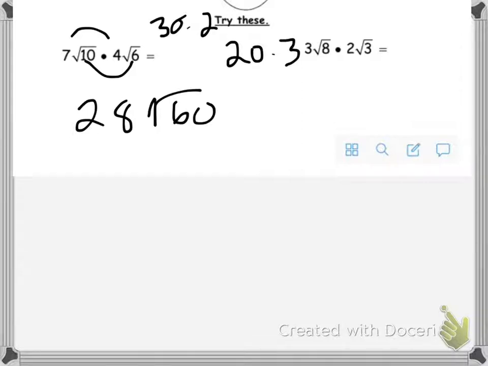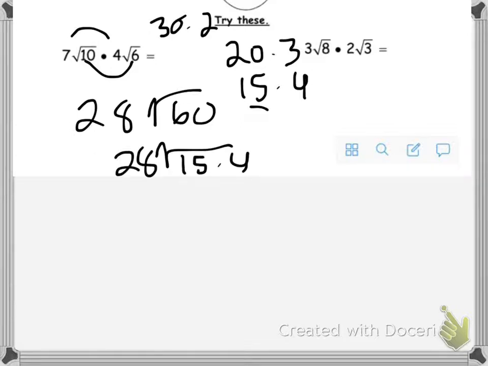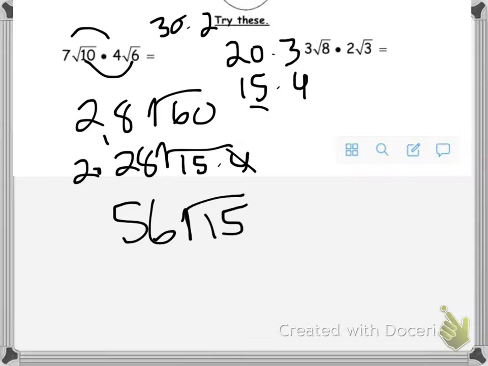4. Does 4 go into it? 15 times 4. Well, we've got a perfect square there. And we know nothing else goes into 15. So we know that 15 times 4, square root of 4 is 2. 28 times 2, 56 on the square root of 15. And that is our solution.